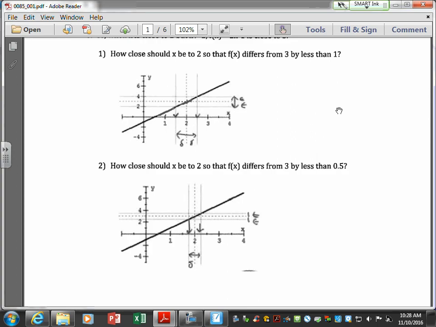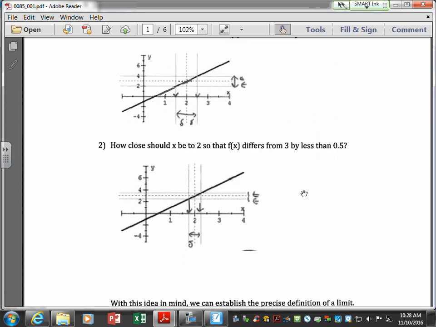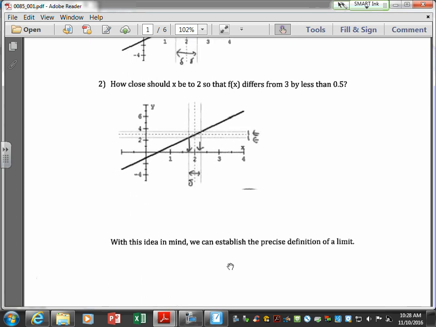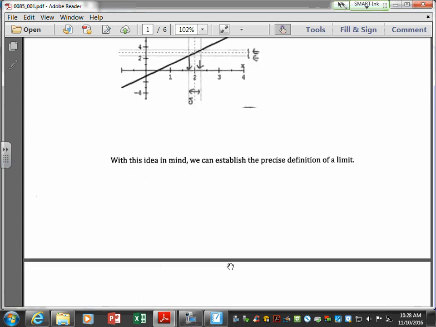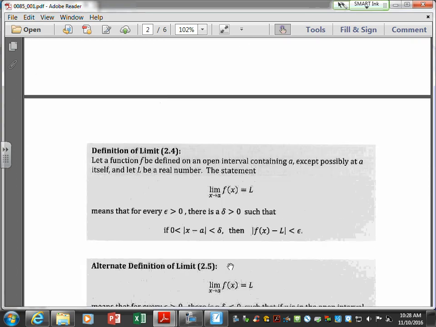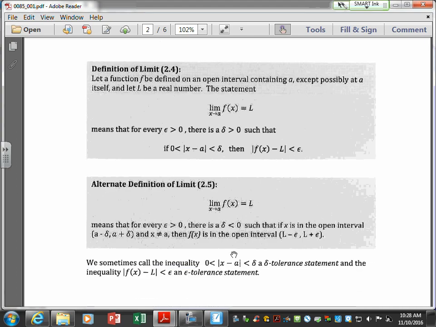And then the next thing, we can be even more precise. So if I look at 2 and I say, how close should x be to 2, so that our y differs from the limit 3 over here by less than 0.5? Okay, so what we're going to be talking about is a delta epsilon, and we're going to establish a precise definition of the limit. So with that idea in mind of the visual, we have our definition.